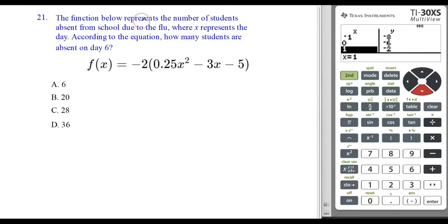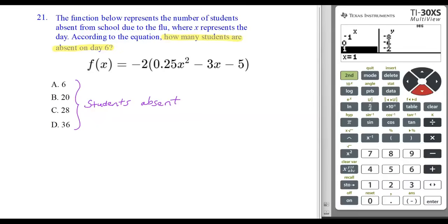Question 21. The function below represents the number of students absent from school due to the flu, where x represents the day. According to the equation, how many students are absent on day 6? This is a good time to highlight that final question. It's asking how many students are absent on day 6. So this represents students that are absent. In other words, are there 6 students absent on day 6? Are there 20 students absent on day 6? And so on.